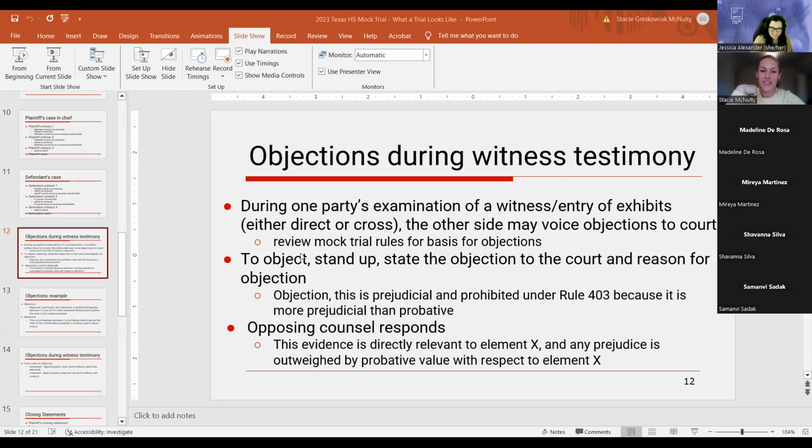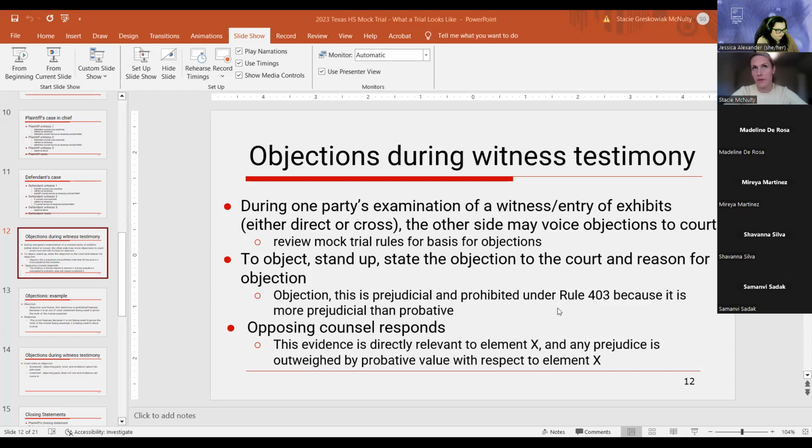So an example is: objection, this is prejudicial and prohibited under Rule 403 because it's more prejudicial than probative. You might not remember the rule numbers, and that's fine. But you need to remember those phrases: this is prejudicial, and it's more prejudicial than probative. That's just a short statement about what it is.